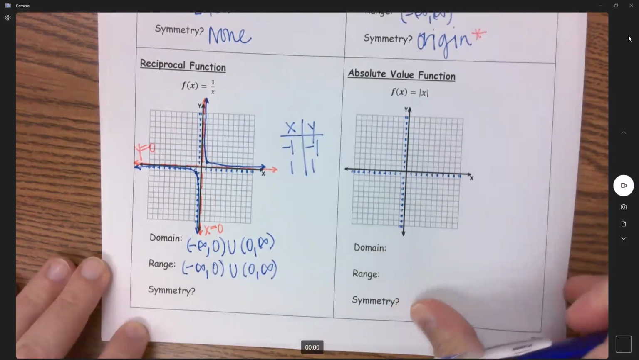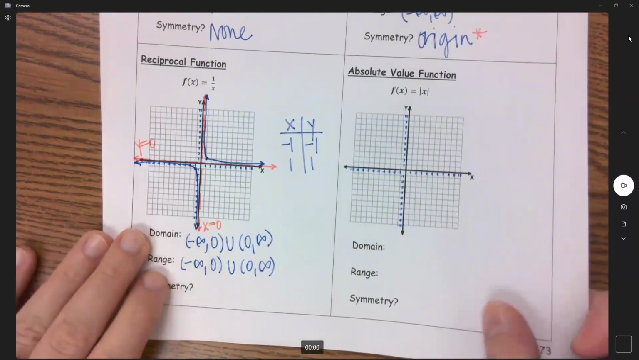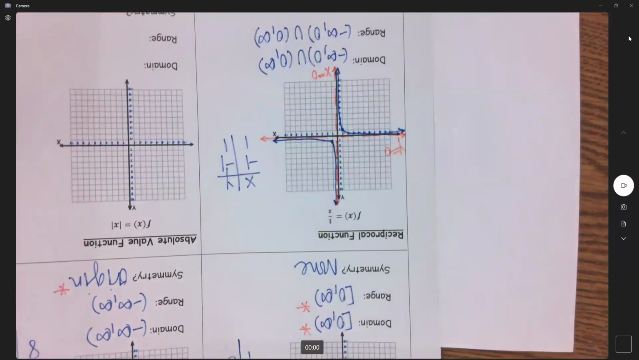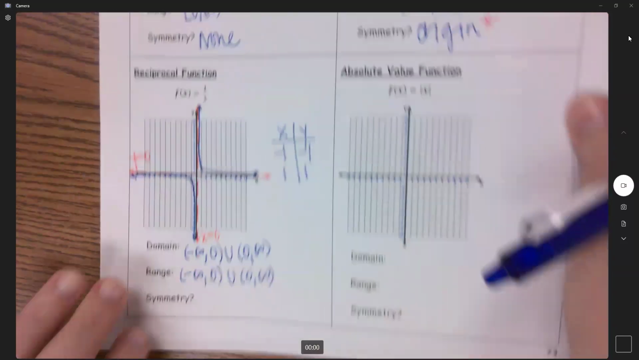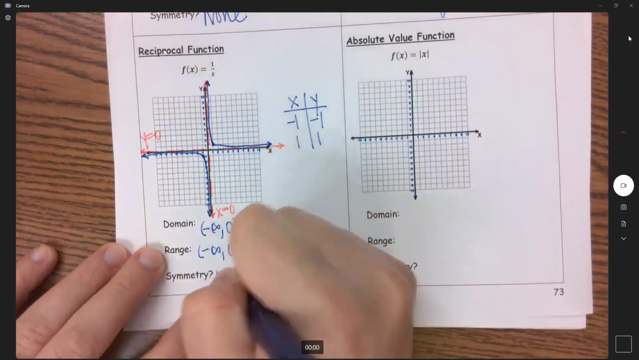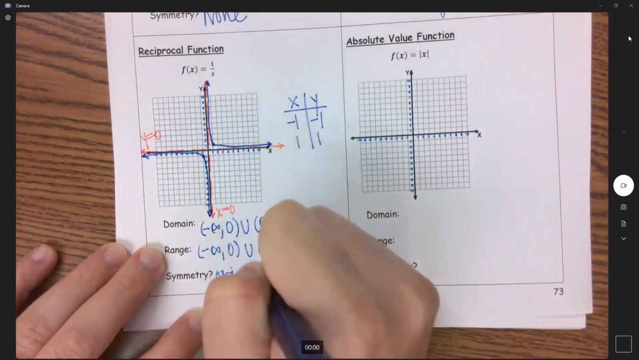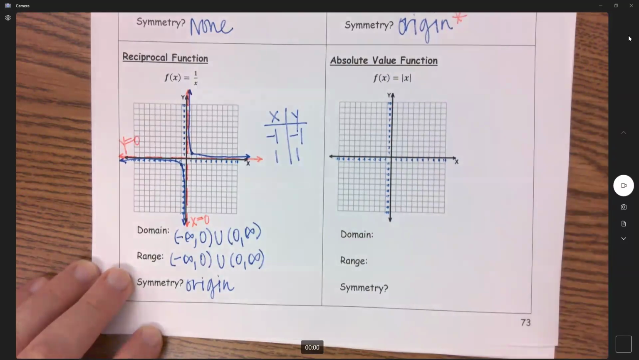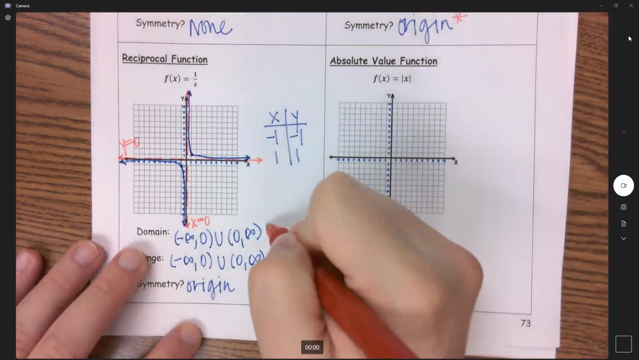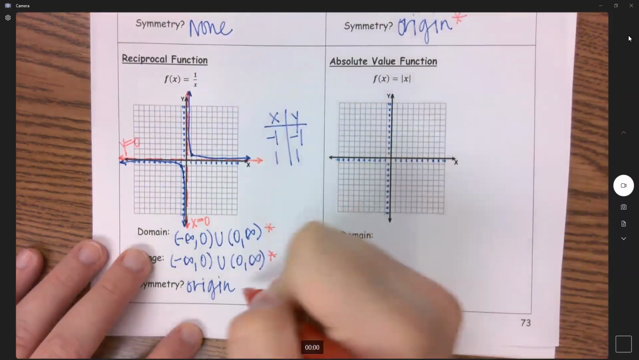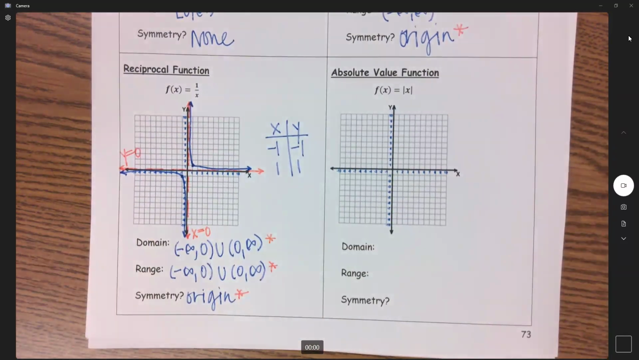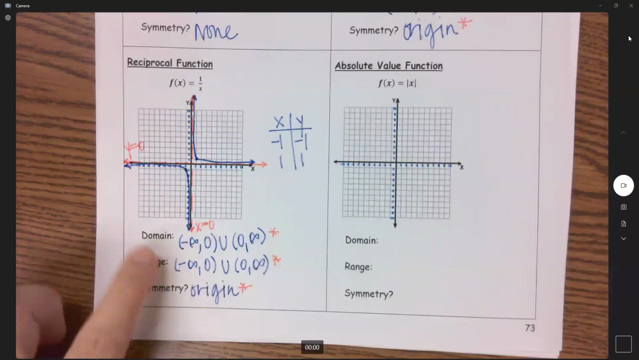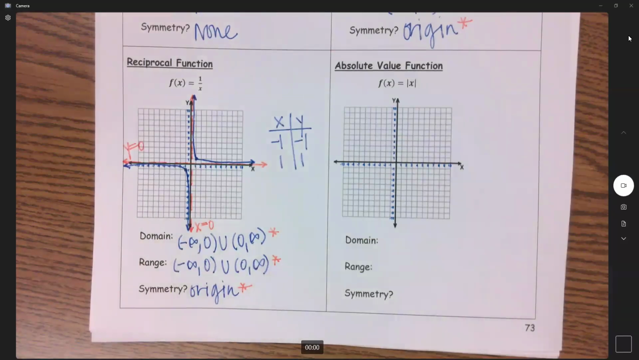This one also has origin symmetry, because if you take your paper and you flip it upside down, that looks the exact same. And all of these here need an asterisk. As that graph gets moved up, down, left, right, it's going to change all of those.